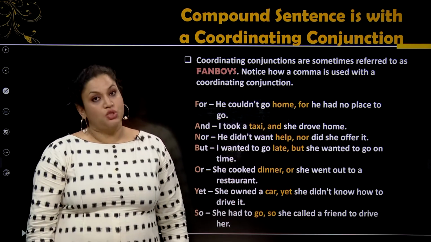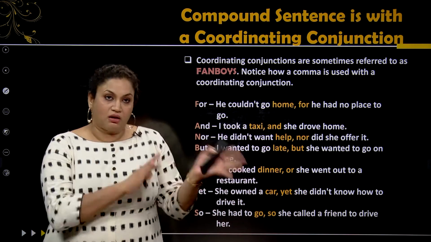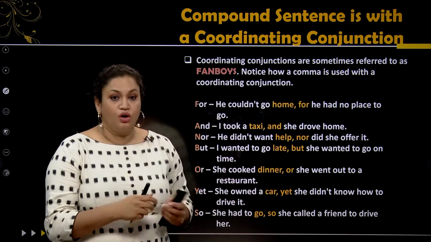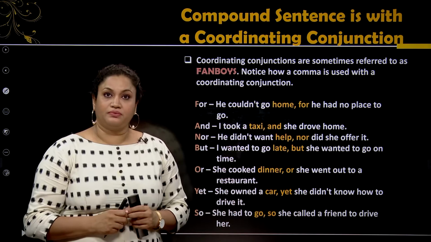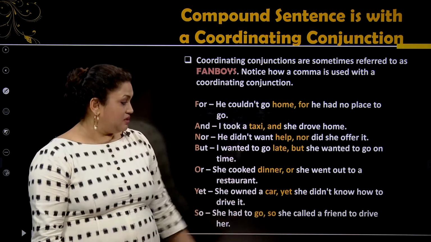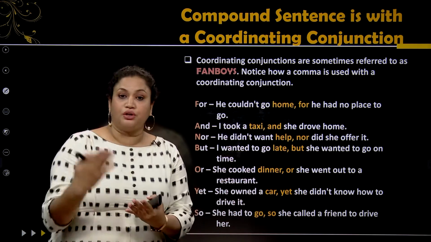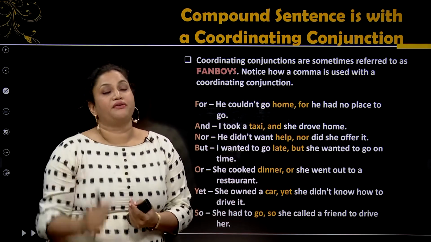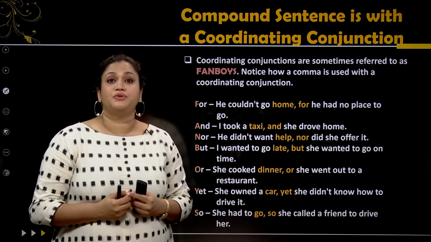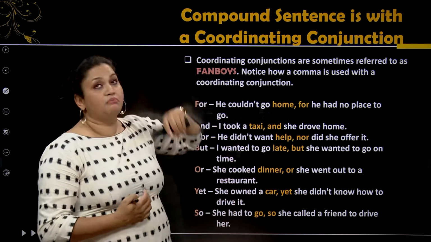The last one is so, and so is always a cause and an effect thing. It would say she had to go, so she called a friend to drive her. The cause and the effect. She had to go, cause, and she called a friend to drive her is the effect. Okay, so that's about using the fanboys. That's about using the compound sentences.